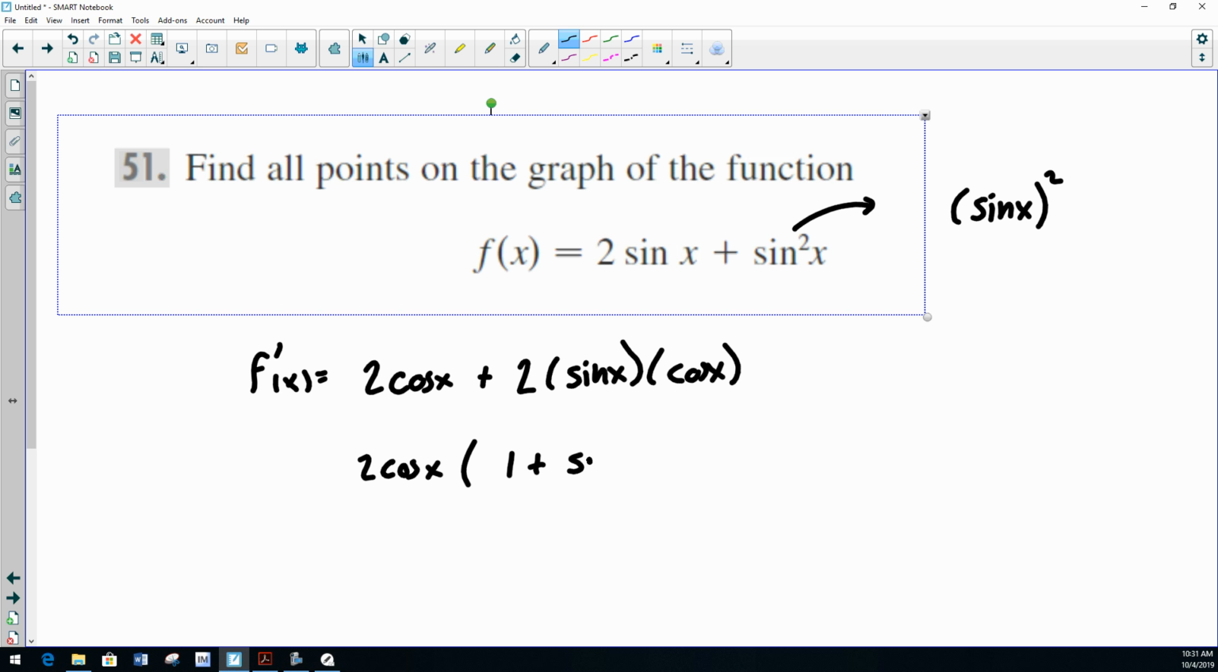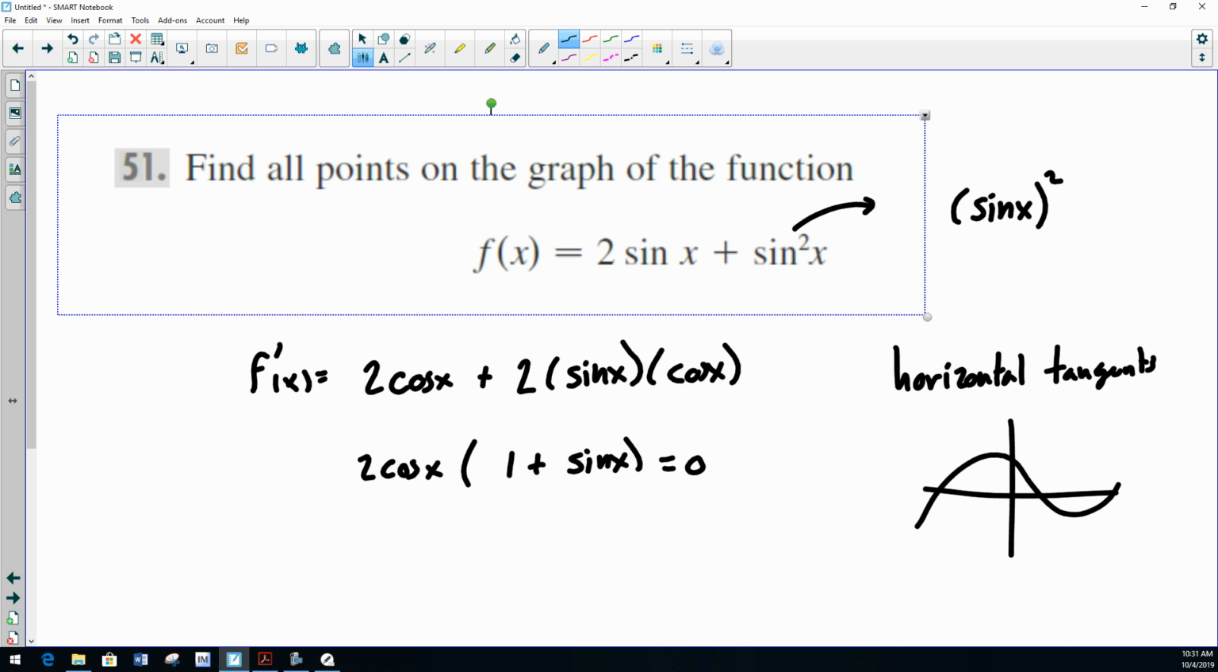And the reason we're setting equal to 0, we said horizontal tangent lines look like this. Right? See how it touches at one point and it's horizontal. We even said yesterday in class the slope has to be 0. It's for that reason I'm setting it equal to 0.